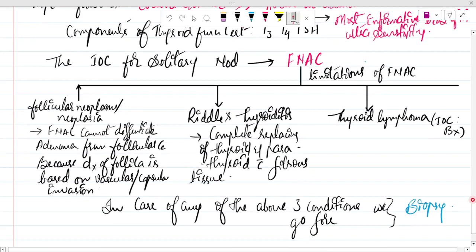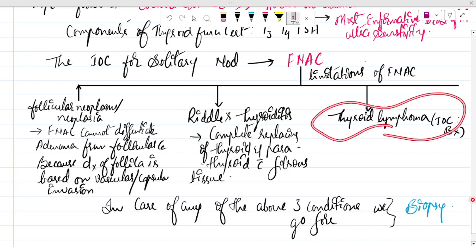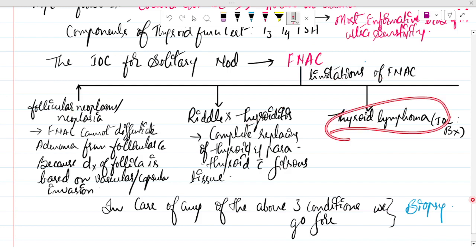But there are some limitations for the FNAC. You can't do FNAC blindly because you might be dealing with follicular neoplasm or neoplasia. You might be dealing with Riedel's thyroiditis. You might be dealing with thyroid lymphoma. So obviously FNAC has some serious limitations. That is follicular neoplasm or neoplasia, Riedel's thyroiditis, and thyroid lymphoma.